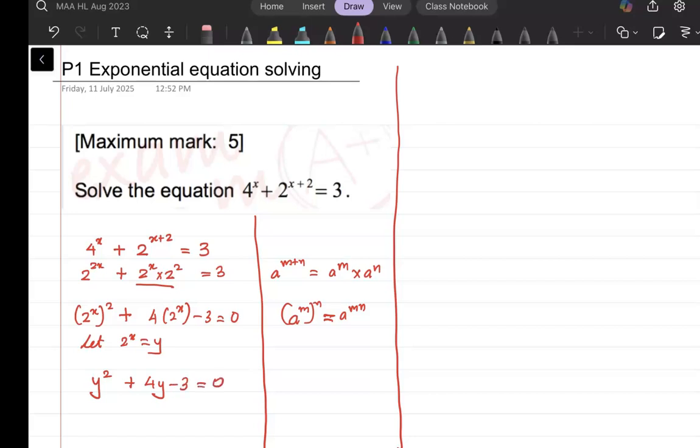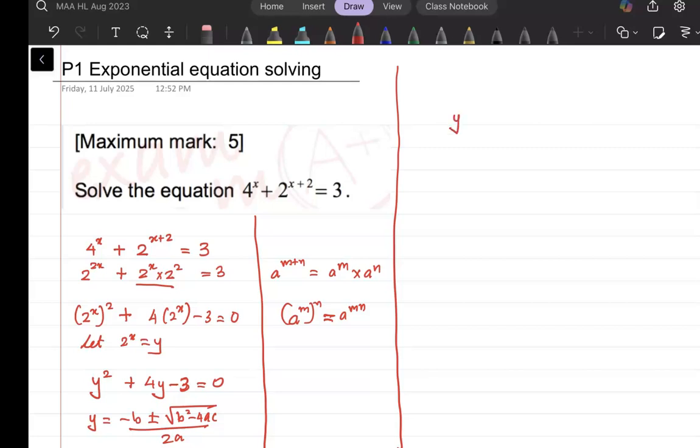Factorize it. When you factorize it, you have to find factors of 3 so that the difference is 4, which is not possible. So I'll use my formula: y is equal to minus b plus or minus root b square minus 4ac upon 2a. I'm using the quadratic formula.